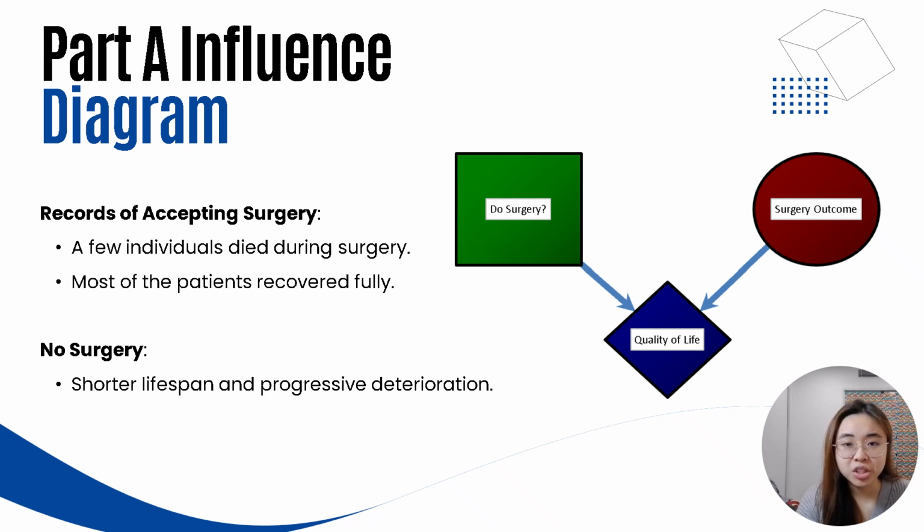Thus, I structured the problem using an inference diagram. Firstly, the square node represents the decision. Should the patient have the surgery or not? Then, the oval node represents the uncertain outcome of surgery, being success or death. Finally, the diamond is the consequence node that represents the quality of life. This node is influenced by both the decision and the uncertain result of that surgery.